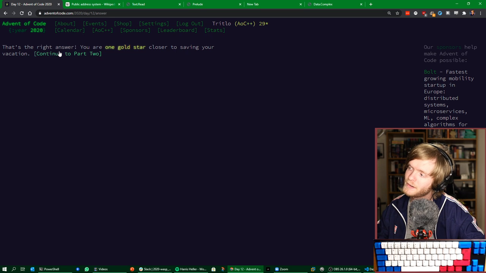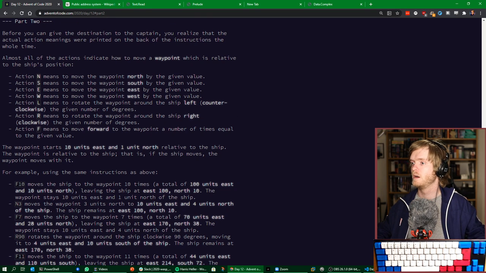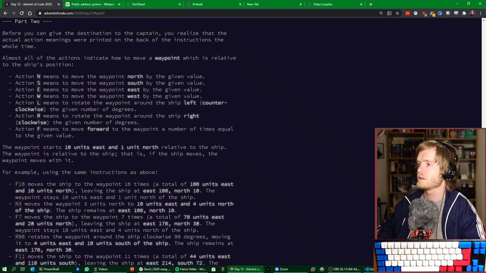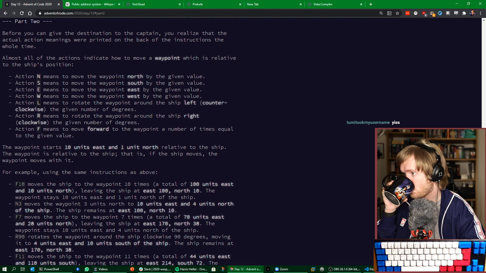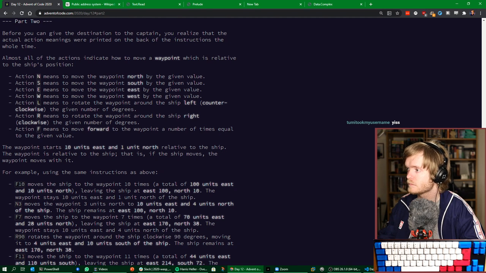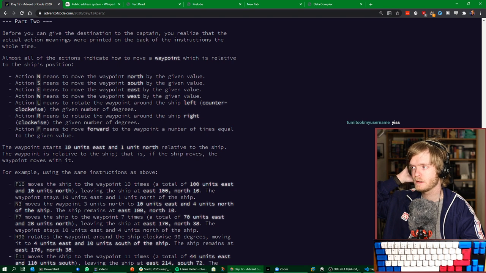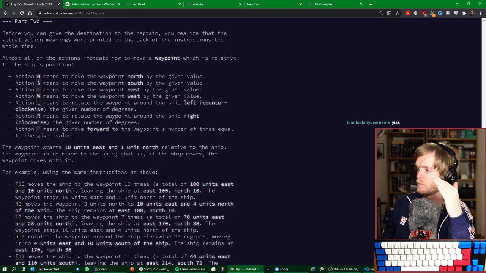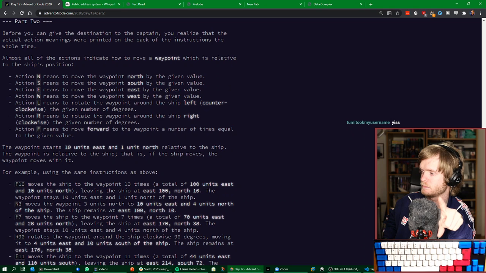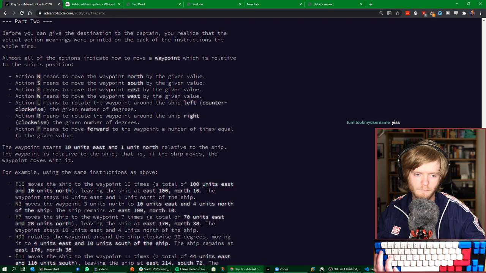Now, let's see what part two is going to be about. Before you can get this, you realize that the actual action meaning were printed on the back. Okay. Almost all the actions indicate how to move a waypoint, which is relative to the ship's position. Rotate the waypoint around the ship. Yes.